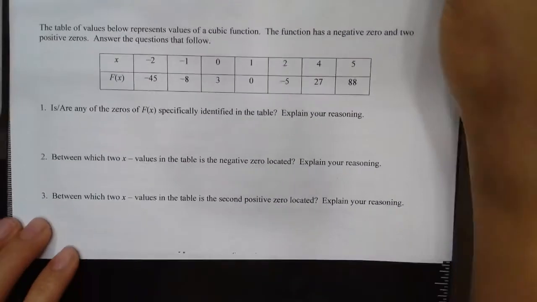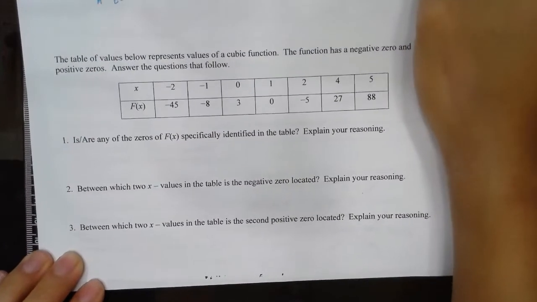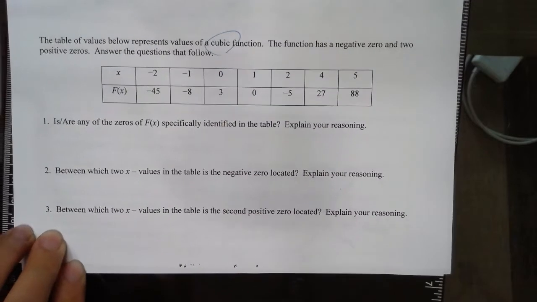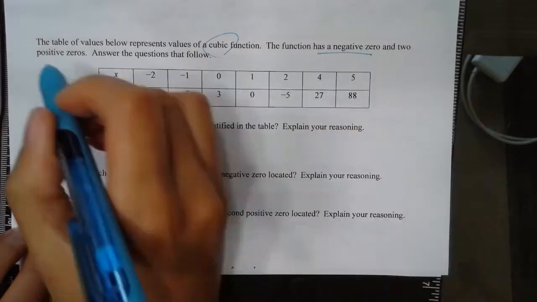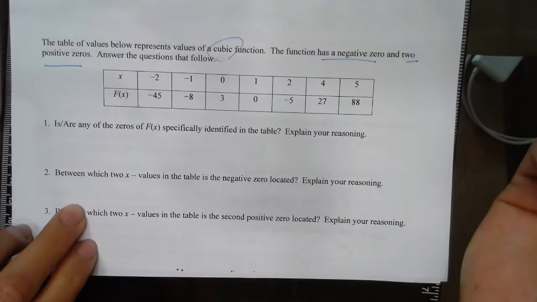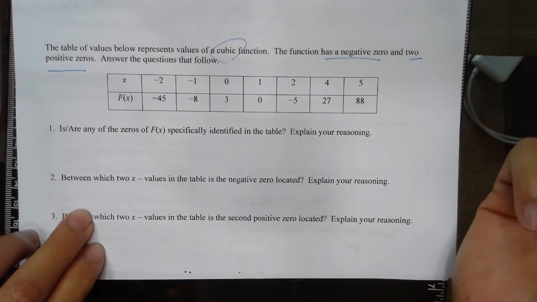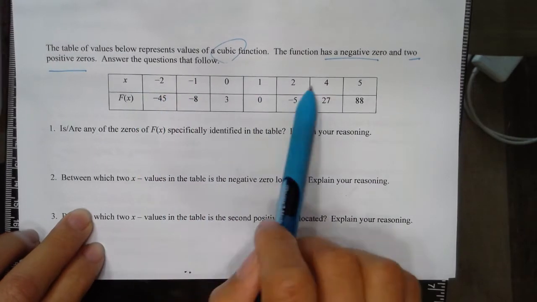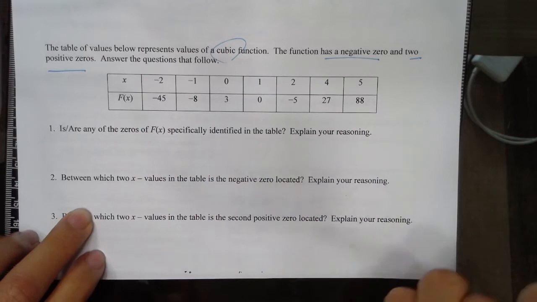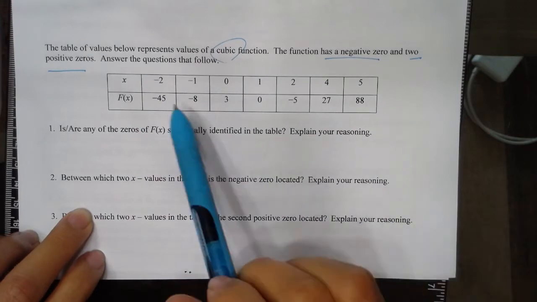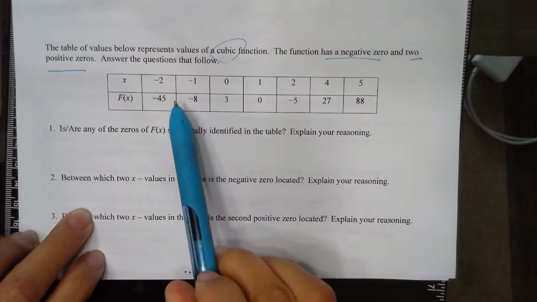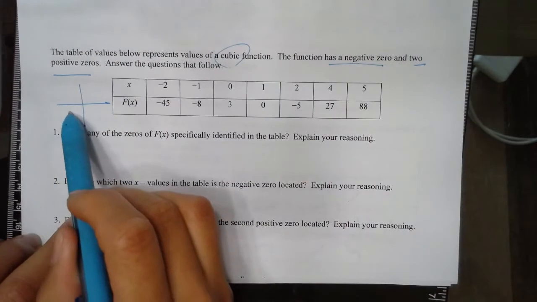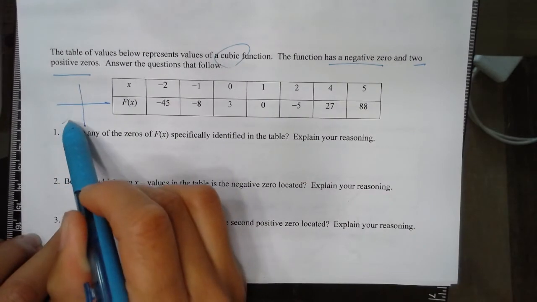Alright, table of values. It's a cubic function. Okay, circle the word cubic. The function has one negative 0 and two positive zeros. Okay, answer the following questions. So the table is given to you. The top row is the x values and the bottom row is the y values. Some of you should be able to visualize this just by looking at the numbers. For example, this means negative x, negative y, so somewhere here you start.